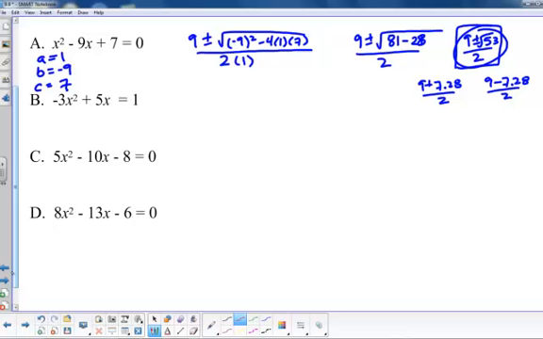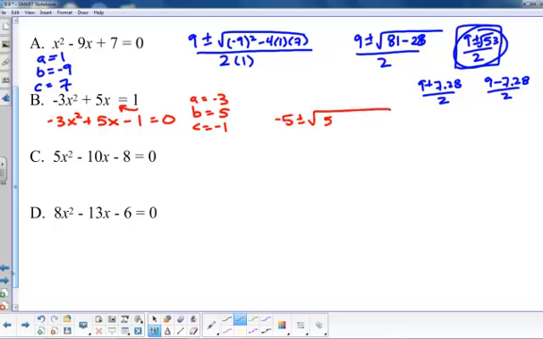All right, letter B. I really like positive x squareds. I'll just move the 1, but you could also move everything over to the other side. Doesn't matter which way. You'll get the exact same answer for the x-intercepts. So a is negative 3, b is 5, and c is negative 1. So negative b plus or minus square root b squared minus 4ac divided by 2a.